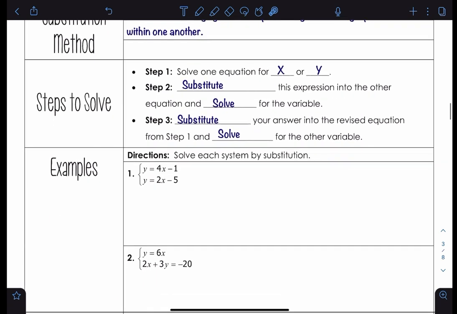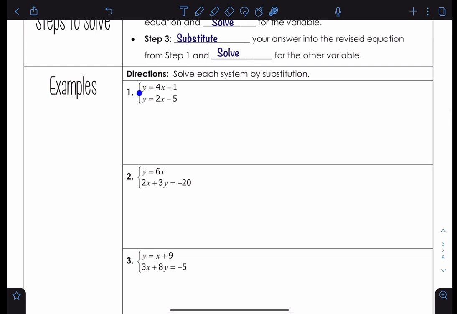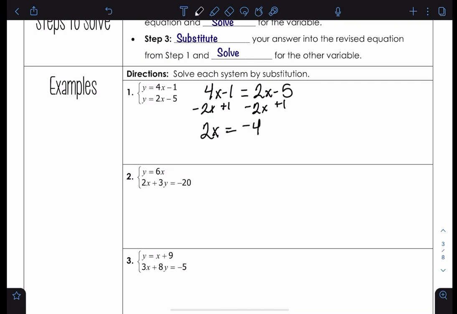So example 1, we have a nice pretty format since both equations are set up with y equals. So we're just going to set these equations equal to one another. So 4x minus 1 equals 2x minus 5. We want to isolate our variables from our coefficients, so we're now going to add 1 to both sides and subtract 2x from both sides. We are now going to be left with 2x equals negative 4. So we're then going to divide this entire equation by 2 so that we have the x alone, and that leaves us with x equals negative 2.